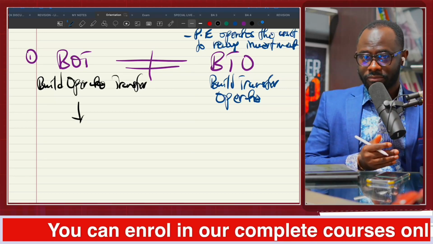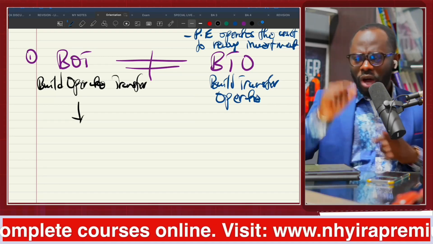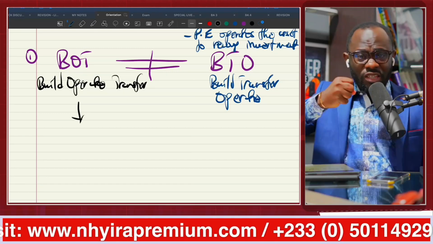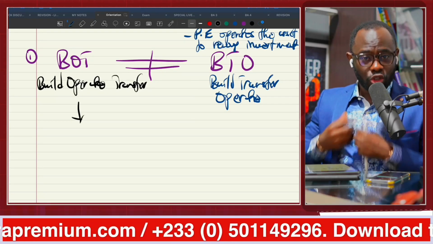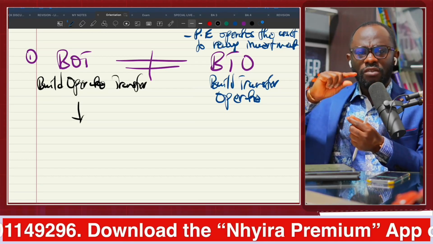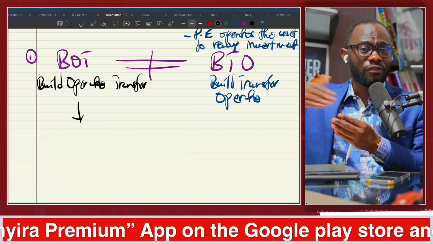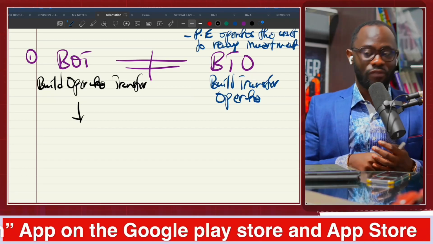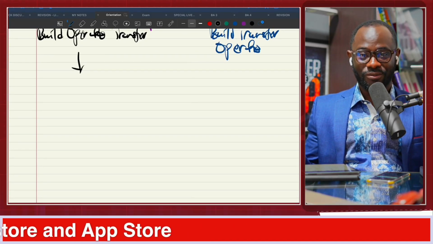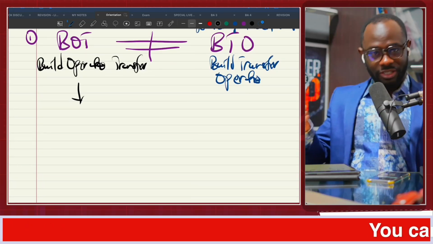But under build, transfer, and operate, BTO, what happens is that immediately the asset is ready, transfer is done. So the contracting entity will take ownership of the asset. Then the private entity is given the right to maintain, to operate the asset for a number of years to recoup their investment. That is the idea about the difference between the 2. So it is in the name and in the structure of how these things are.